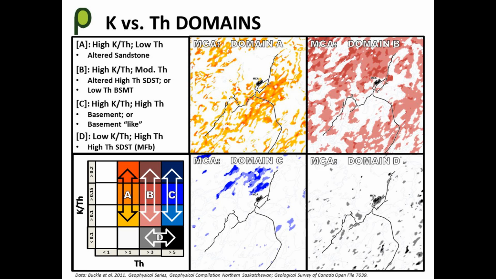And domain C is a much more extreme version of high thorium, high potassium thorium anomalies, and they are definitely, as we saw from the previous map, a lot more basement-like. And then finally, we have our little groups of low potassium thorium enrichment, high thorium samples, which are getting into the high thorium sandstones like the MFB, little bits and pieces popping up.